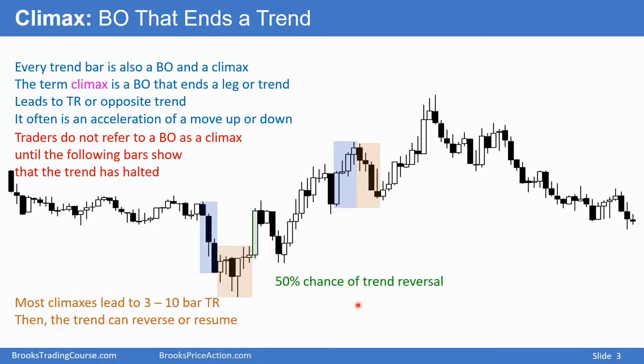In general, whenever there's a climax, 50% chance of a trend reversal, 50% chance of trend resumption. We got a trend reversal here, and we had a buy climax and an attempt at a reversal, but it led to trend resumption here. 50% of the time when you have a climax, here a sell climax, you get a reversal. 50% of the time when you have a climax, you get trend resumption.